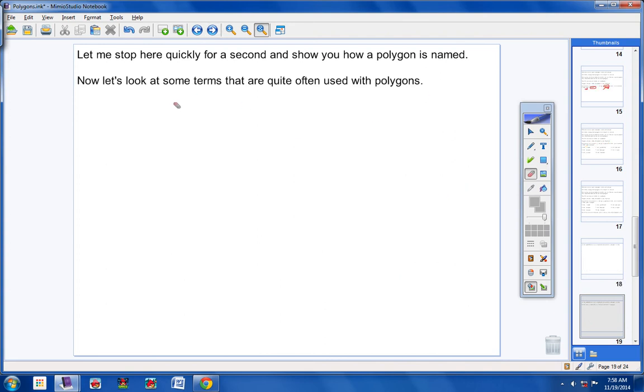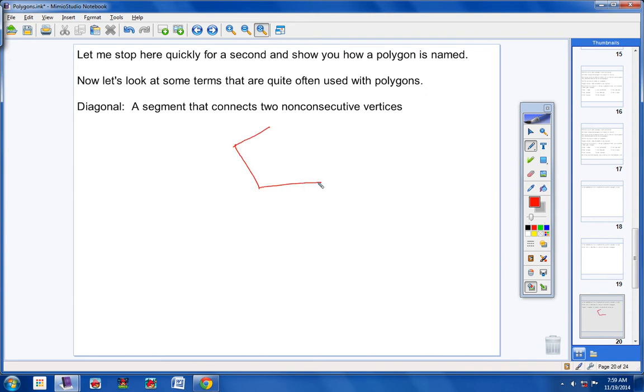Now, let's look at some terms that are quite often used with polygons that you really do need to know. Okay, are you ready? Copy these down. Let's move quickly. Okay, diagonal, a segment that connects two non-consecutive vertices. Okay, diagonal. Here we go. Draw this in your notes, please. Let's go with a pentagon. Okay, there we go. A really beautiful pentagon like that.